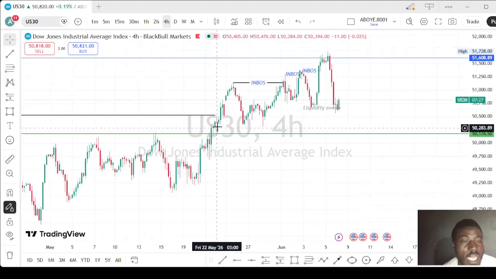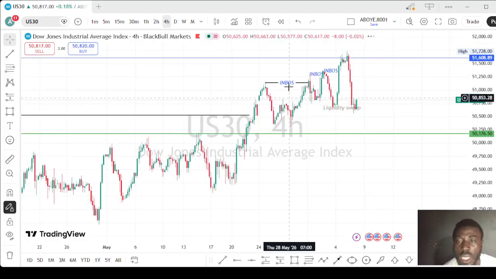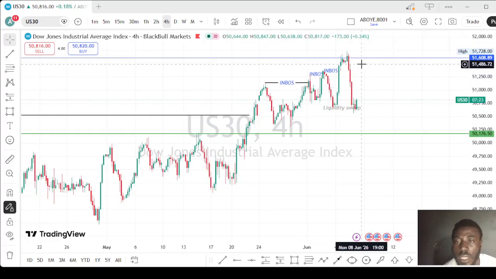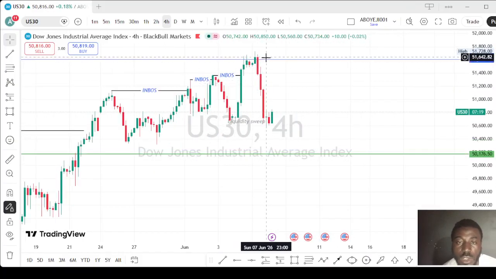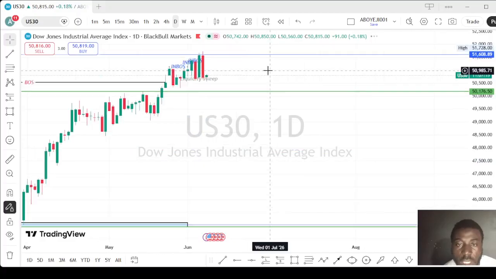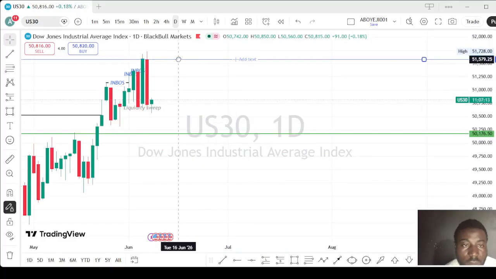So we guys be patient. Seriously, we guys be patient. The reason why I said it is because this market is inside the swing high. You can see the market is inside the swing high.